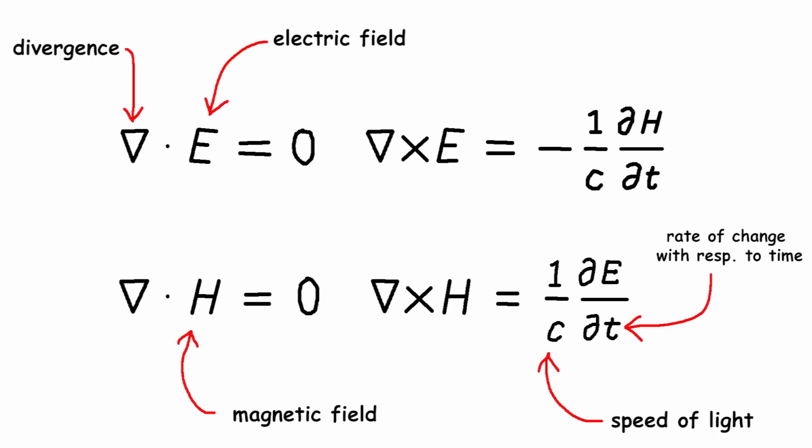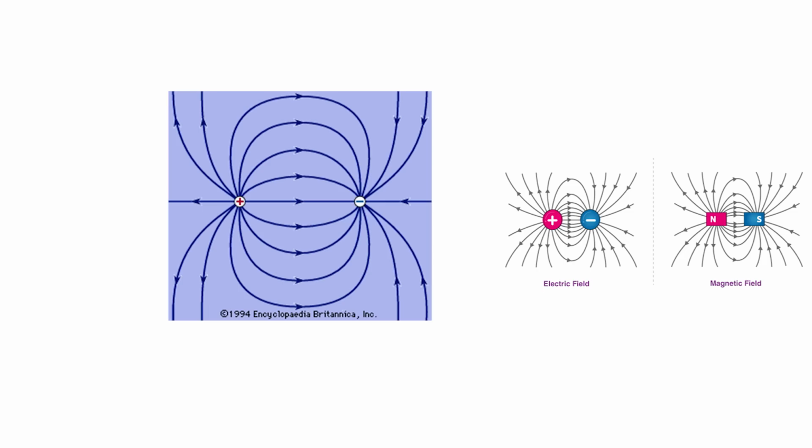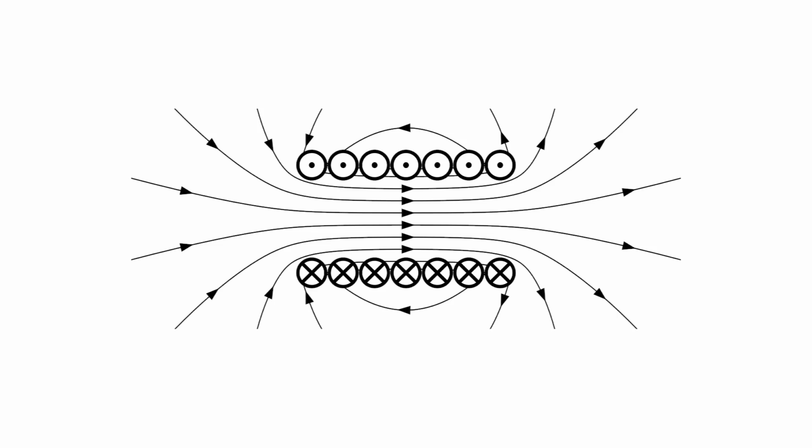They explain phenomena like how electric charges create electric fields, how changing magnetic fields create electric fields, how electric currents create magnetic fields, and how changing electric fields create magnetic fields. Maxwell's equations are as important to electromagnetism as Newton's laws are to classical mechanics. They provide a comprehensive mathematical framework for understanding the behavior of electric and magnetic fields.